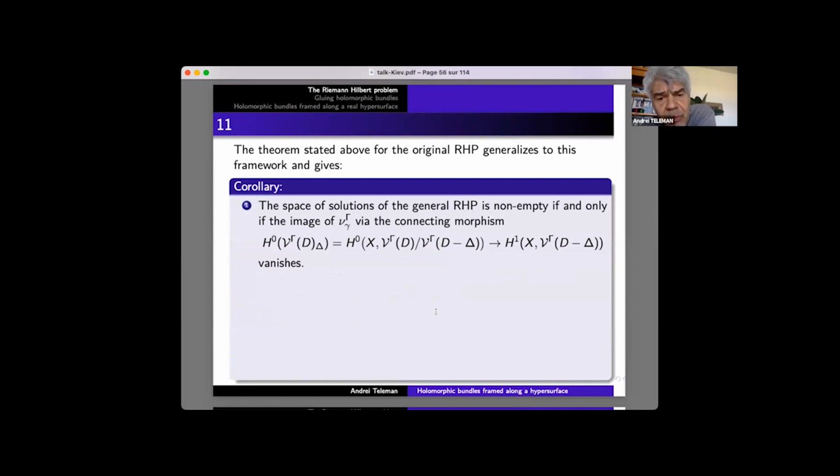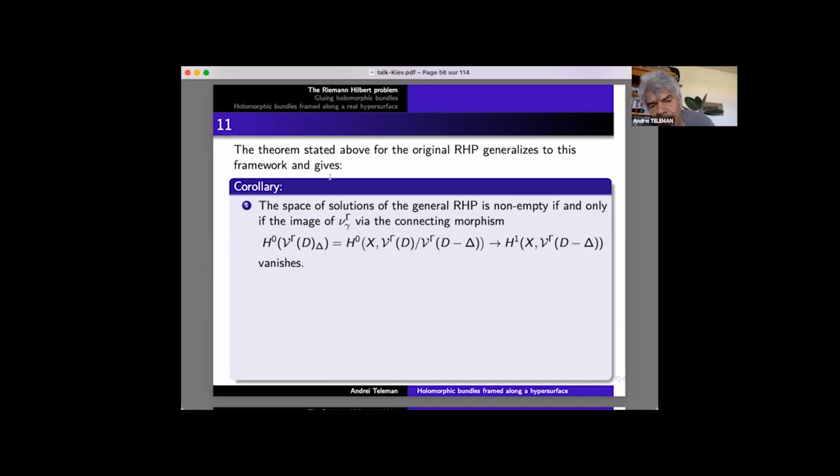Now the theorem stated above for the original Riemann-Hilbert problem generalizes to this framework and gives an analogous theorem. Corollary. The details are not so important here. Of course, they are interesting for complex geometers, if we have complex geometers in the audience. But for the others, what is important is that, again, we obtain a complex geometric interpretation of the space of solutions. But again, this interpretation uses a sheaf. So as I said, the theorem says that a certain sheaf is locally free of rank the same as the dimension of V.